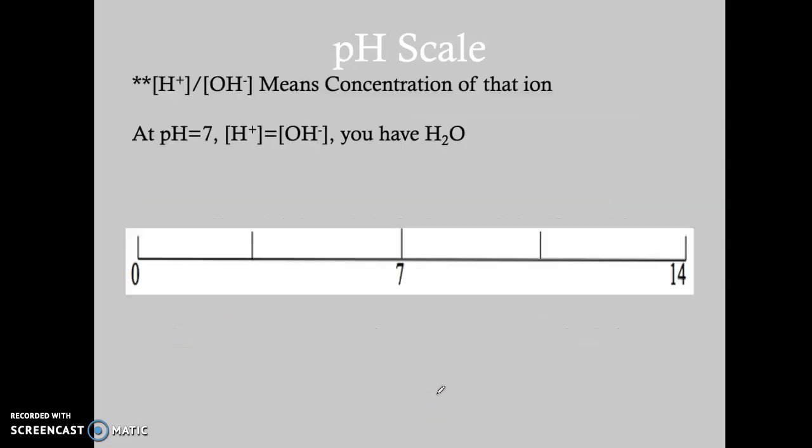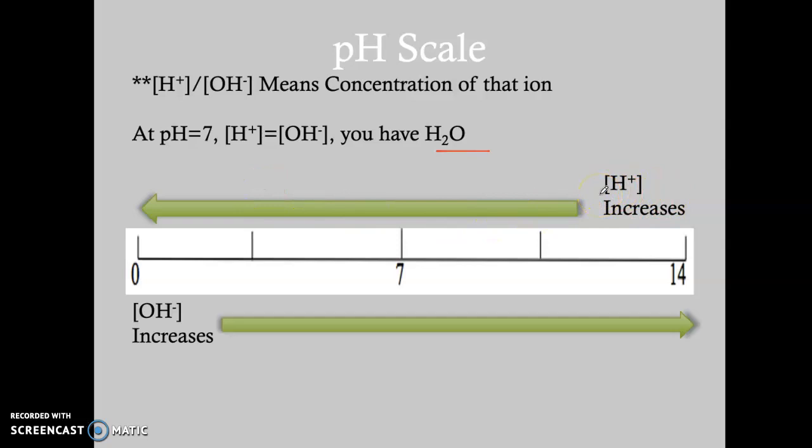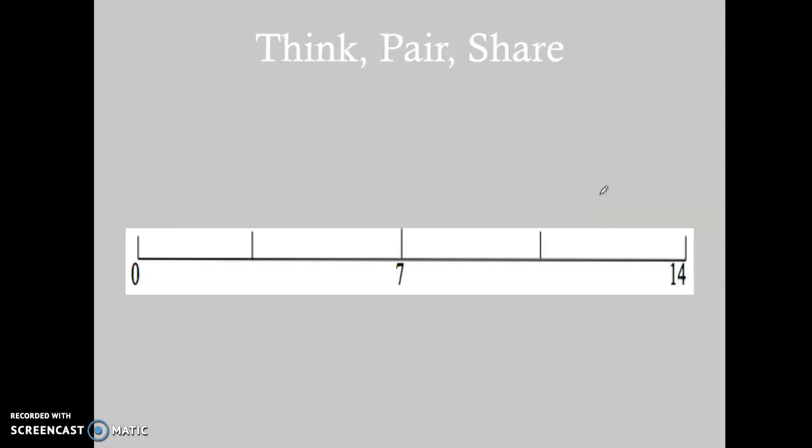So on my pH scale, you'll often see these little brackets around it. That means concentration of that ion or how much you have. So the concentrations are equal at pH of 7. So I have H and OH equal numbers. That's called H2O or water. So anytime I go down in pH, my concentration of hydronium increases, and anytime I go up in pH, my OH minus increases. So make sure you get that onto your pH scale.